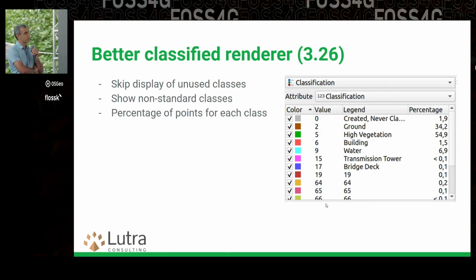The other improvement, as Kurt mentioned, is that we now have classifications plus the percentage of the points, so you can see for each class what percentage of points you have. Also, you can see the non-standard classes here as well.